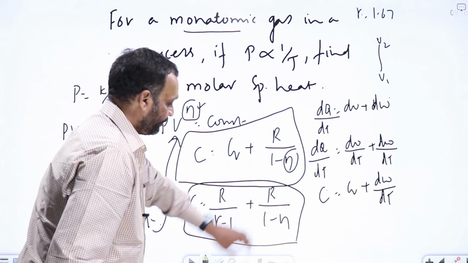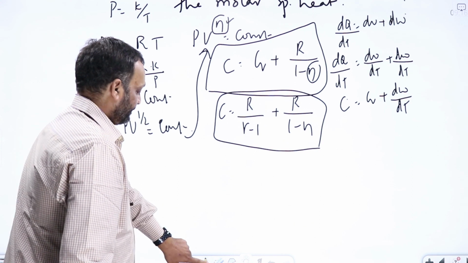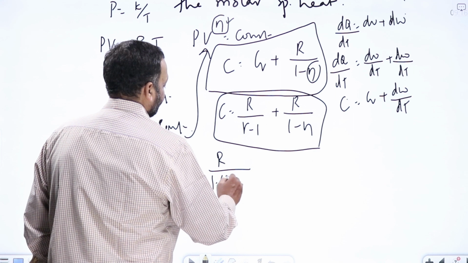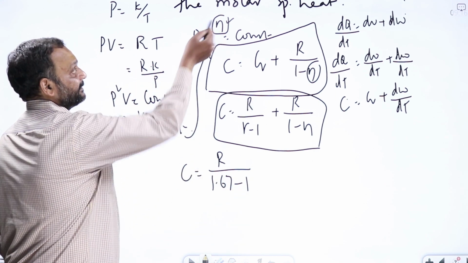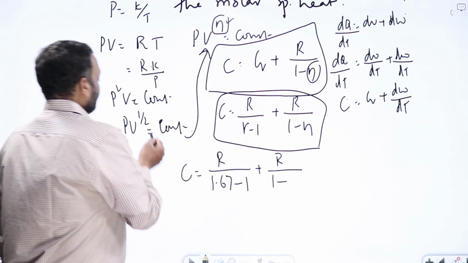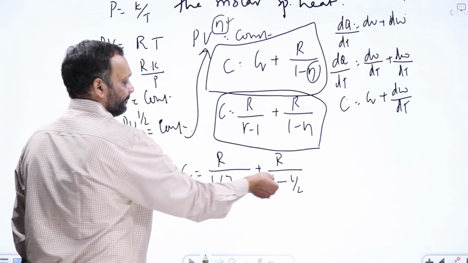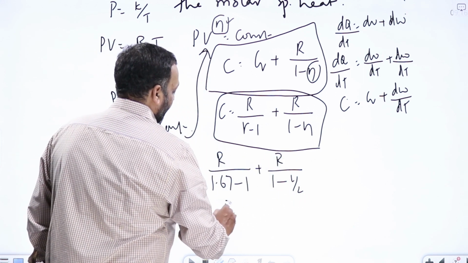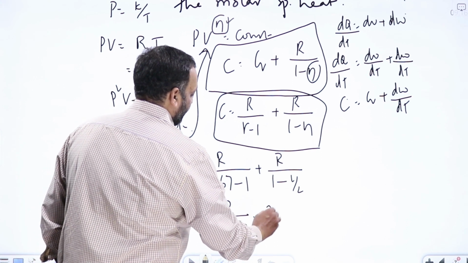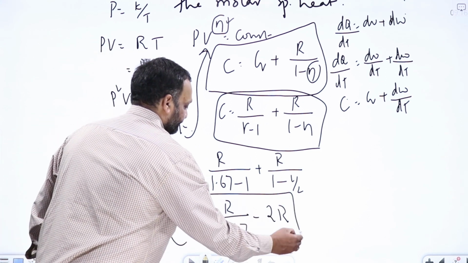Substitute that value of N equal to half here, and you will get the molar specific heat of the gas in that process. C equals R by (1.67 minus 1), gamma equal to 1.67 for a monatomic gas, plus R by (1 minus N), where N is half here. 1 minus half is nothing but half, that is nothing but 2R. So R by 0.67 plus 2R. Whatever the value is, that is the molar specific heat.